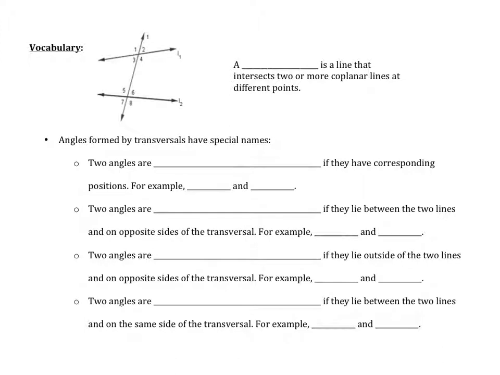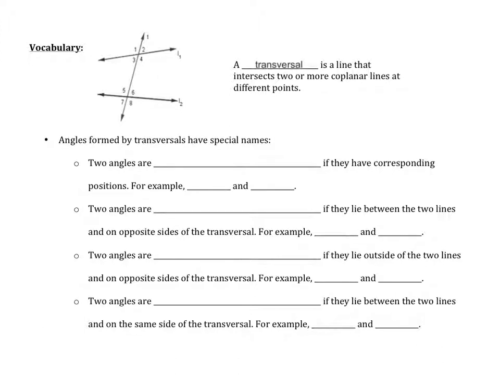A line that intersects two or more coplanar lines at different points, so this definition right here, is called a transversal. So again, this line T would be the transversal of line 1 and line 2. We're going to use this scenario where we have two lines cut by a transversal to now identify all the different angle pairs that are formed by that transversal intersecting those two lines.